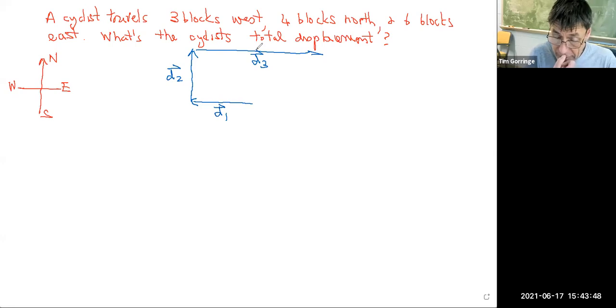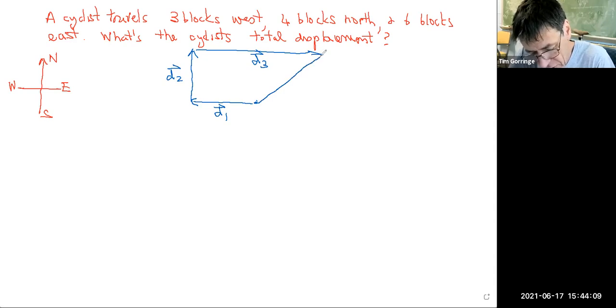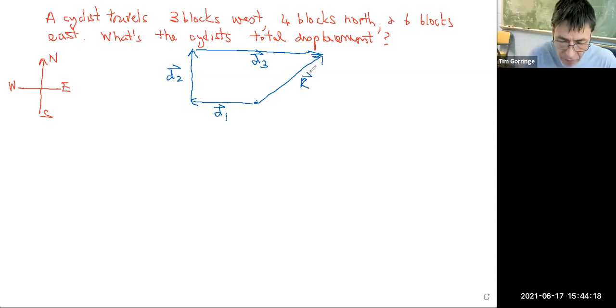So those are the 3 stages of the trip, and the overall displacement on the graph is the vector that starts from the tail of the first stage of the trip, so down here on the left, and goes to the tip of the third stage of the trip, up here on the right. And so this vector, I'll call it the resulting vector, uppercase R. That's the overall, the total, the net displacement for the cyclist.